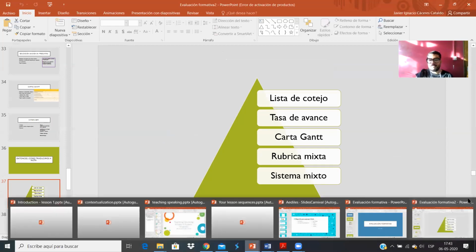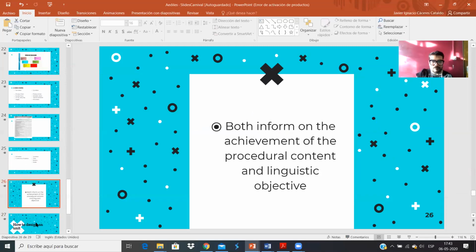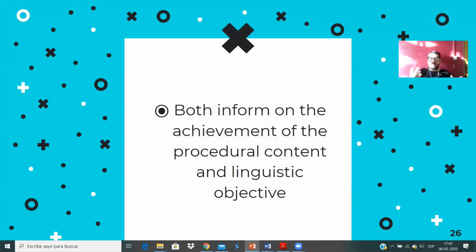So that is formative versus summative. It doesn't matter which one you use the most, what matters is that both inform on the achievement of the procedural content and linguistic objective. A teacher should always, and I just want to make sure you understand this, a teacher who only does tests is a horrible teacher. As simple as that. Because you're only evaluating the final step. You need to assess the process. Always.